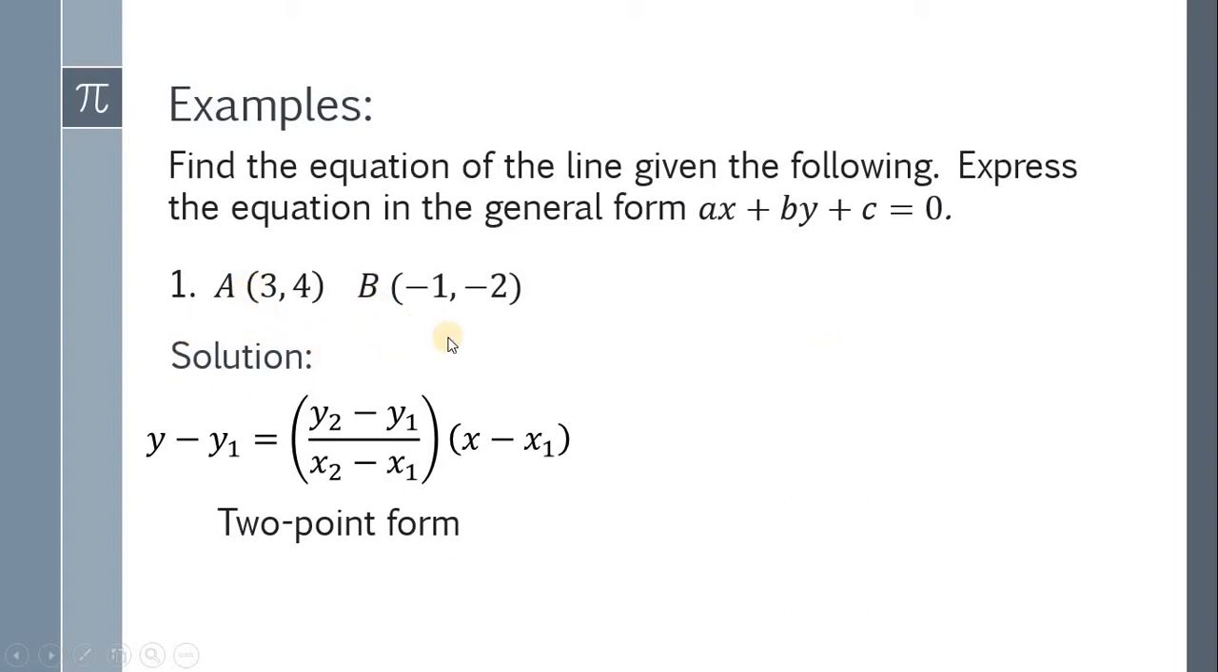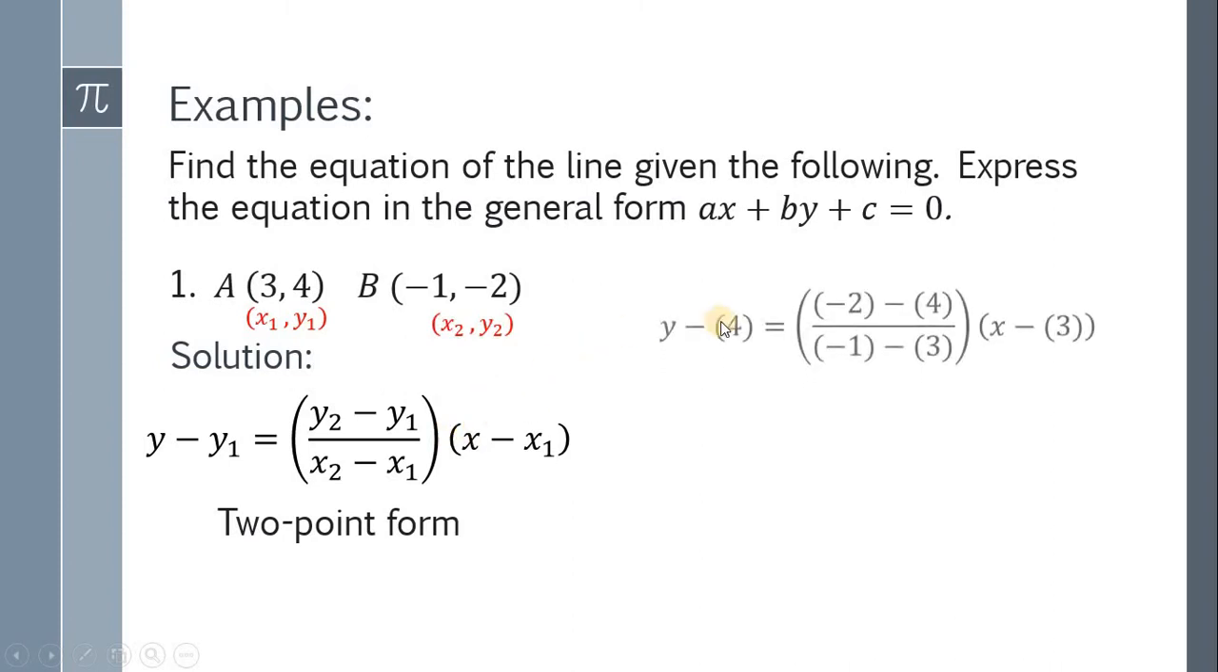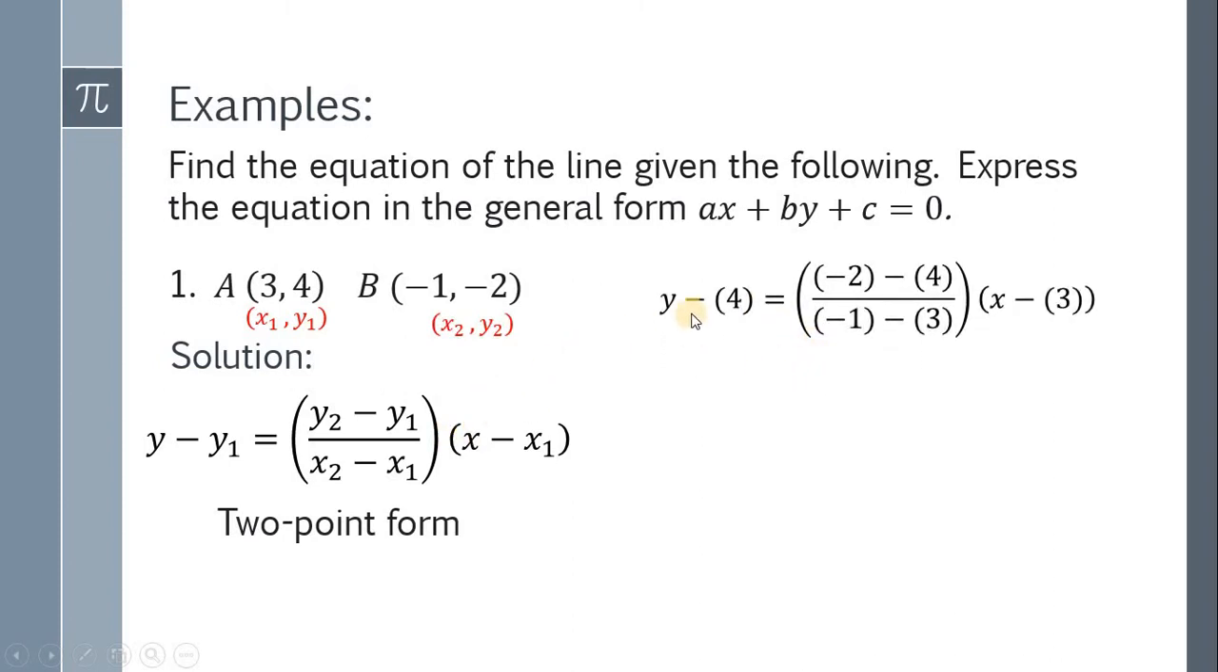Now, labelan muna natin yung bawat points natin. We have x sub 1, y sub 1, and this is x sub 2, y sub 2. Next, substitute na natin dun sa ating formula. We have y minus 4. So, yung 4 natin dito, ito yung y sub 1, equals to negative 2 minus 4, y sub 2 minus y sub 1, all over negative 1 minus 3 times x minus 3.